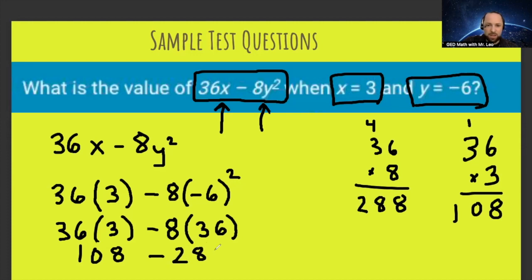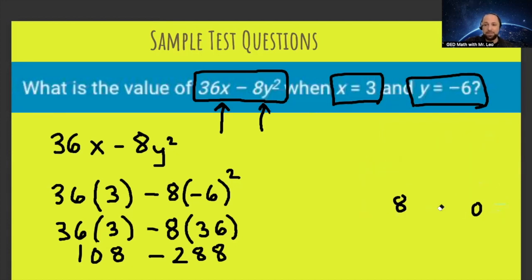Now I have this. 108 take away 288. How are we going to finish this? This is a subtraction. You'll notice the signs are different. The 108 is positive. The 288 is being taken away with a minus sign. So when you see something like this, we need to subtract to find the difference and keep the sign of the larger number. Tell me right now, will this final answer be positive or negative?